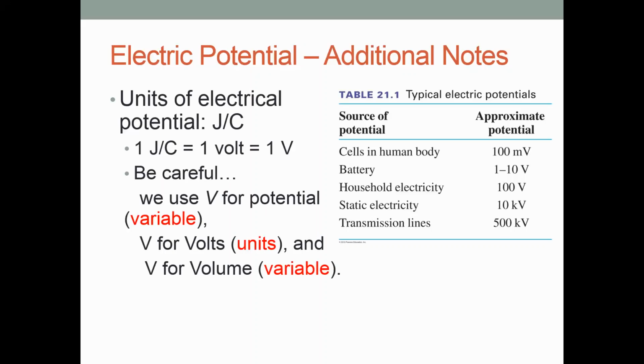Now be careful, because now we have V representing potential, which is a variable. V is also representing volts, which are units, and V sometimes represents volume, although we don't usually mix volume with potential without clarifying the difference. So just pay attention when you're using V as to whether it's a unit or a variable. Electrical potential is a scalar. It's not a vector. It doesn't have a direction, it just has a magnitude.